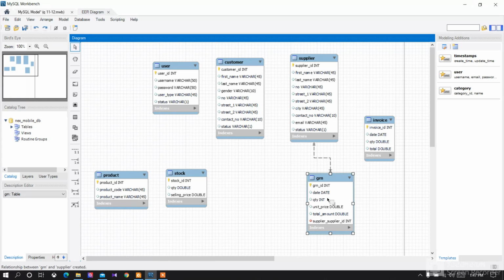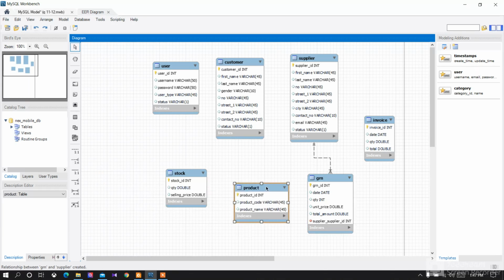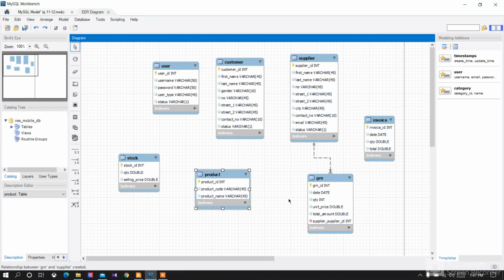So in the second question, I have to create the relationship between GRN and the product table. So in here, the product table is here. I have to create the relationship between those two tables, product and the GRN. So in here there will be one good receive note for many products, because at one time the supplier will give many products to the shop.